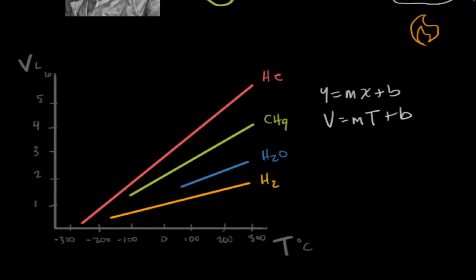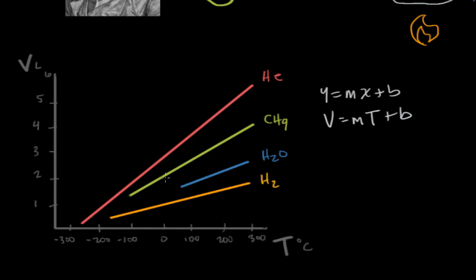Now, if you're wondering why the slopes are different, it's because the different gas samples in this example would have different numbers of moles, and you can also see that the lines are coming to a stopping point at different places, and that's because all of these gases turn into liquid at different temperatures. They all have different boiling points.